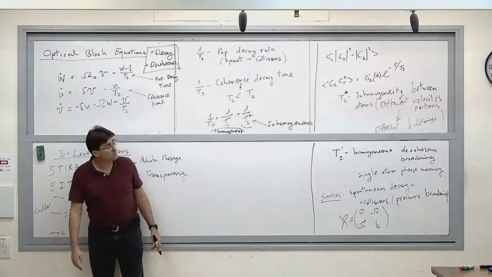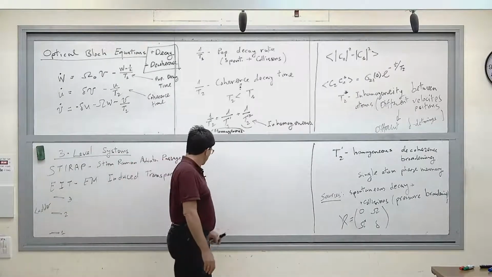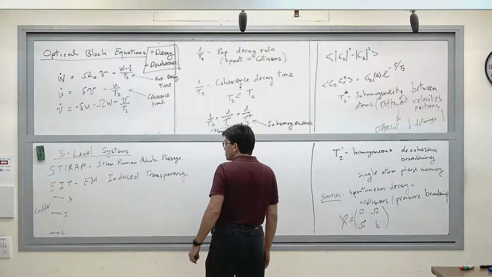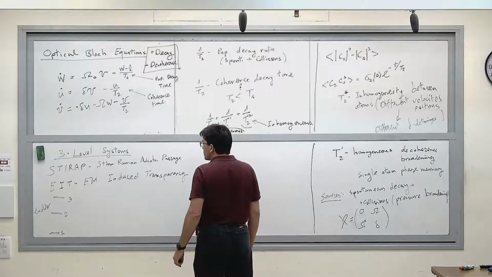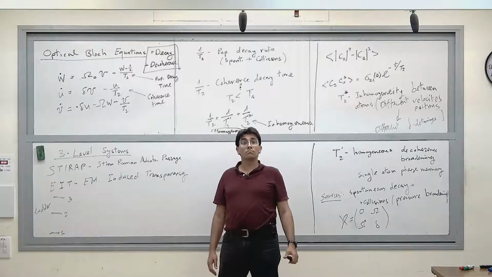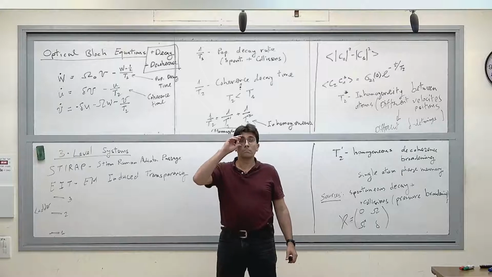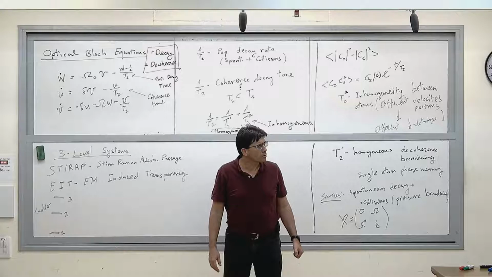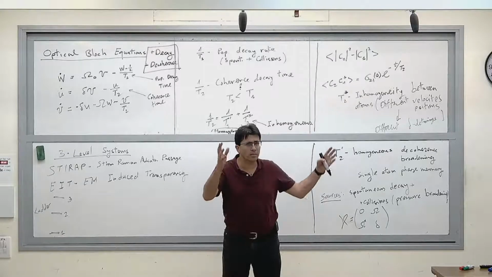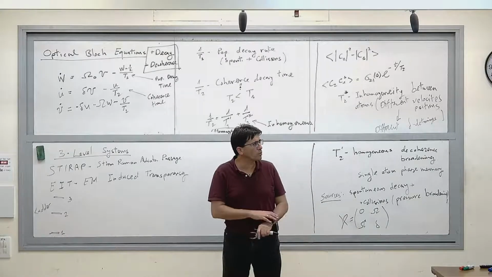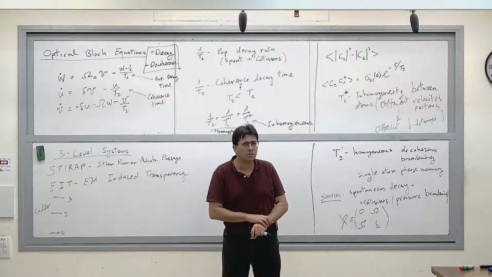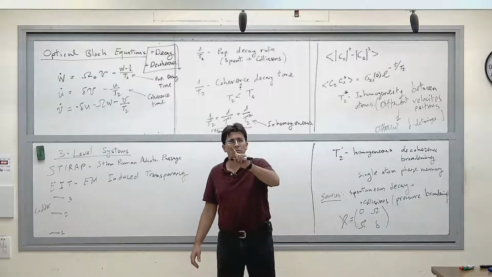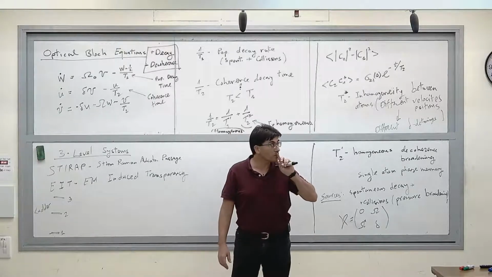Yes? It's hard to see what you're writing on the left side because of the camera. I can't see it. I can see the entire board. So maybe it has to do with the aspect ratio of your screen or something? Okay. Maybe. I will try to fix it.